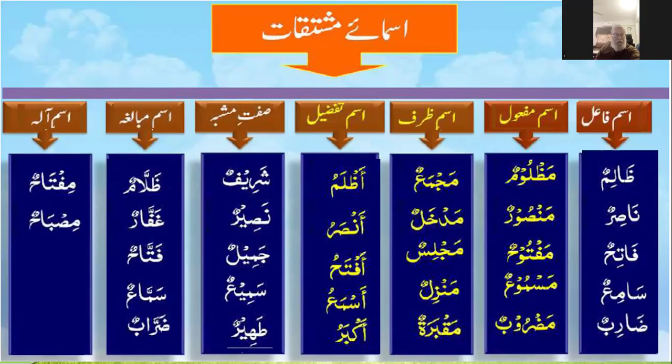The last is the isme ala, that is derived from the masdar. Miftahun, the key. Misbahun, the lamp. Mizanun, the balance. Midrabun, that is the instrument of striking. Mirwahatun, the fan. Sorry, miftahun is the key.